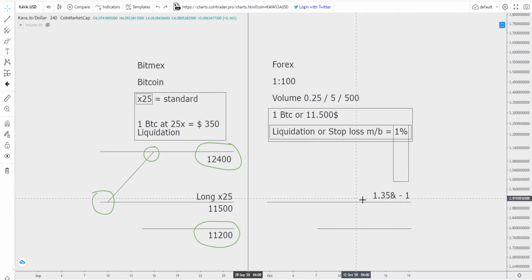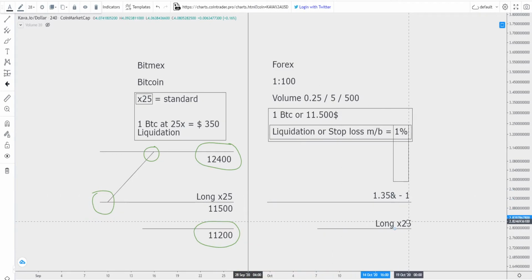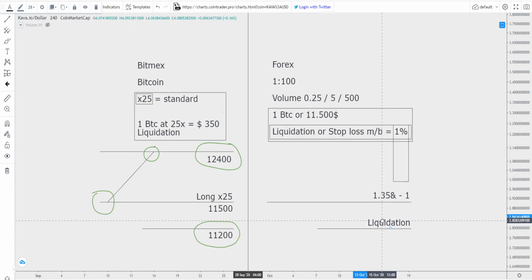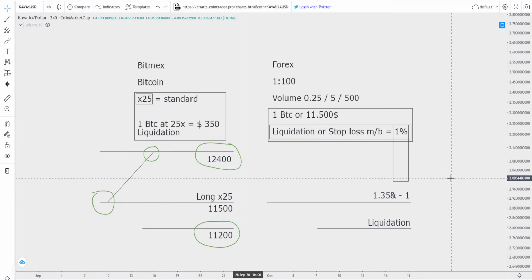So I entered the market on euro at 1.35 using 1 as volume. And so my stop loss, which is going to be my liquidation, is going to be right here. Liquidation. So can you guys see? It's the same thing in a different way.